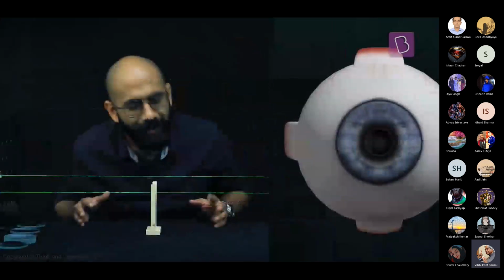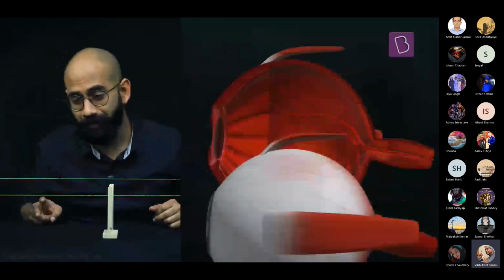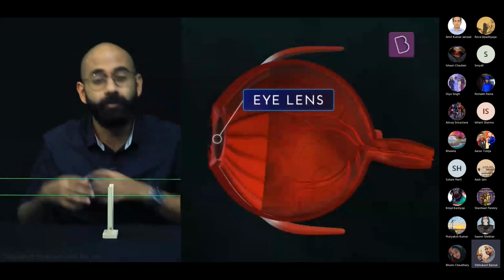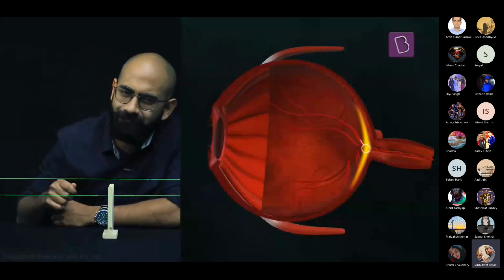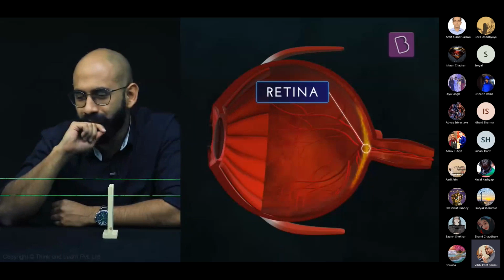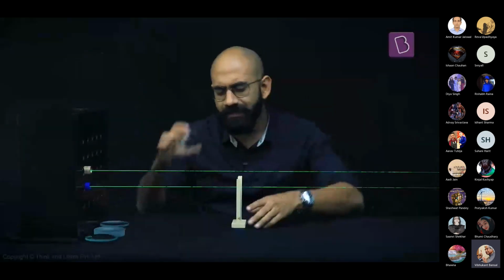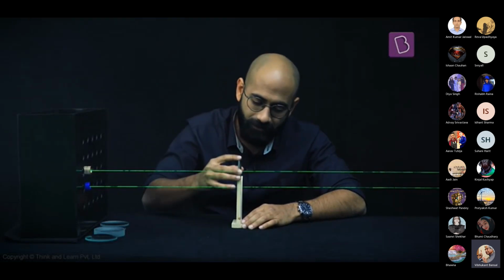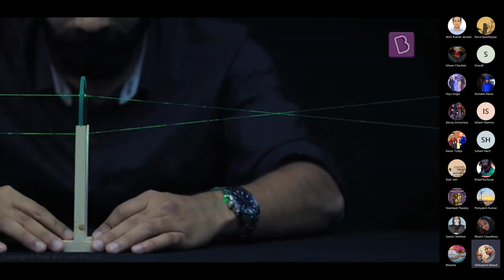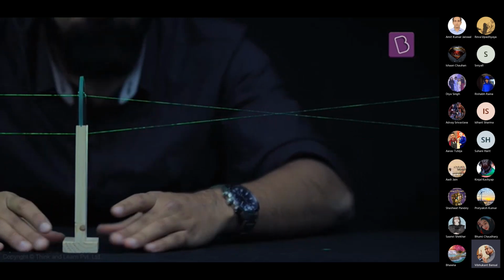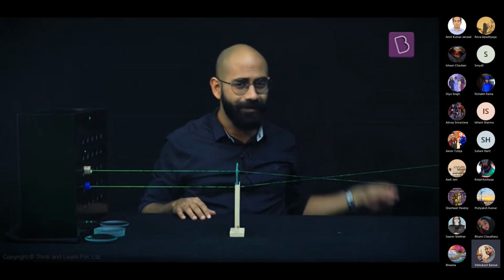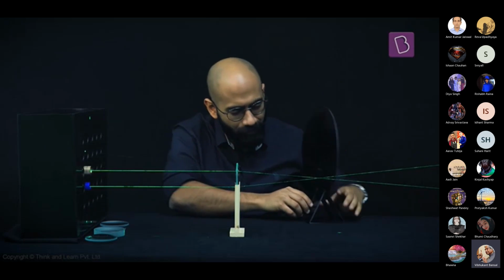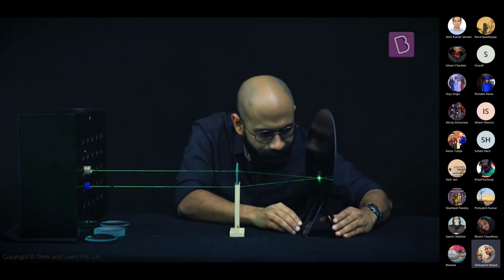Now, the human eye basically consists of two main parts: a biconvex converging lens, which we call the eye lens, and a screen, which we call the retina. So let's try to simulate the human eye over here. Let's say that this biconvex converging lens plays the role of our eye lens, and I have a screen over here that's going to play the role of our retina.